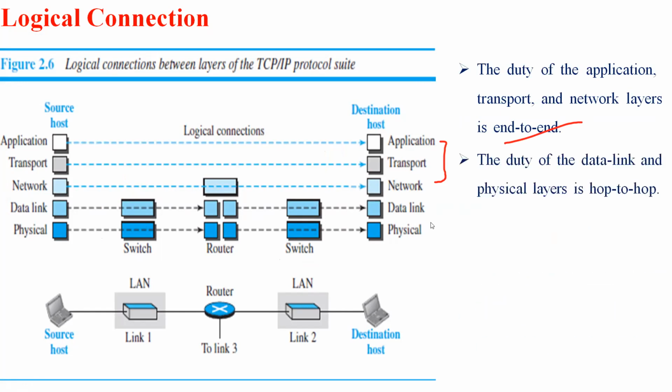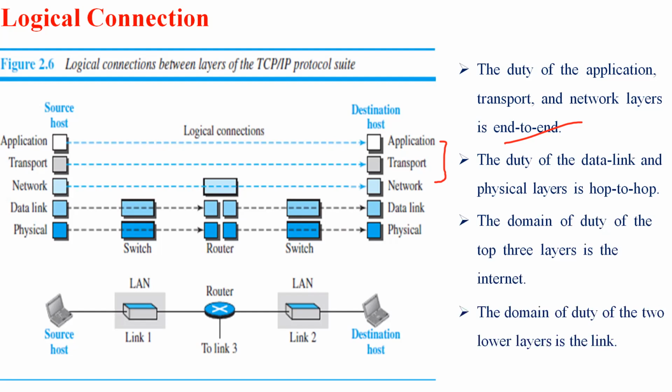Next, the duty of the bottom two layers is hop to hop. So it is a hop to hop connection. The domain duty of the top three layers, that is application, transport and network, is the internet. Whereas the domain of the lower layers is the link. For these two, link is the domain layer. For these three, internet is the domain layer. Here the communication is end to end and here it is hop to hop. So this is about the logical connections in the TCP/IP protocol suite.